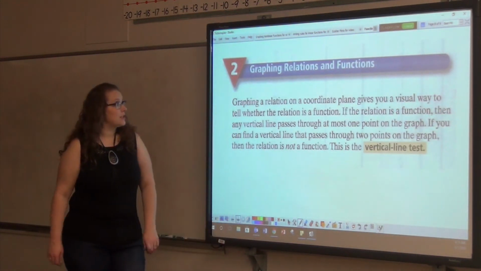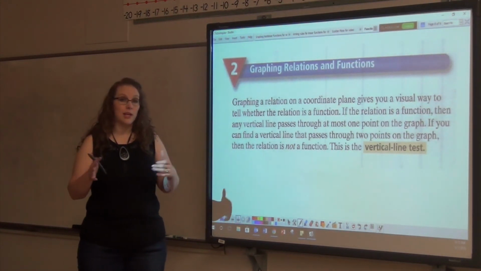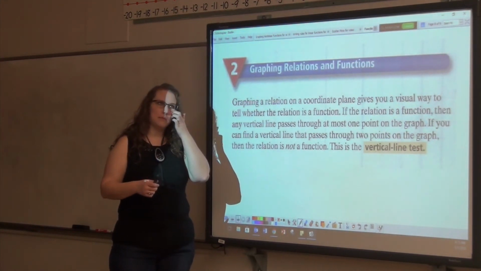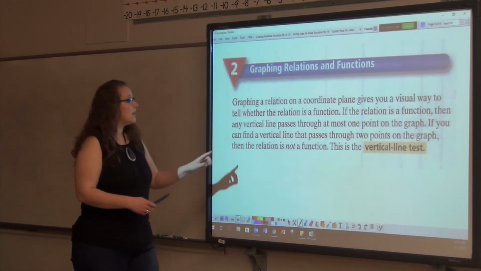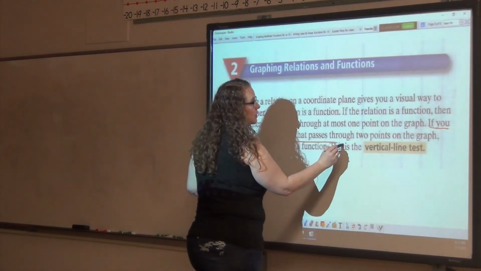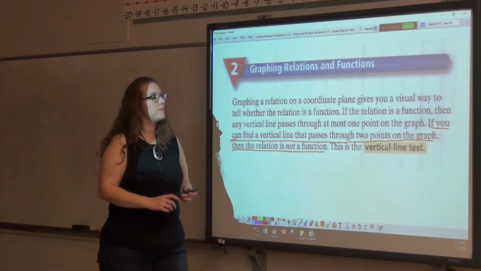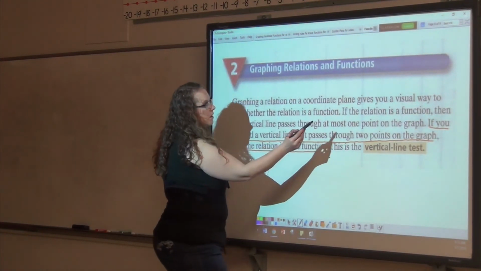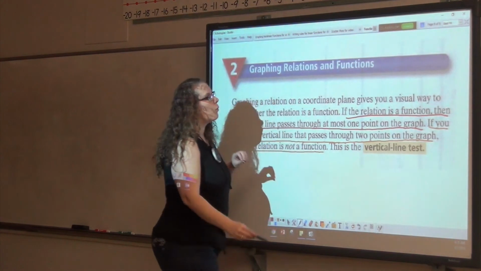Okay, graphing relations and functions on the coordinate plane is just a visual way for you to see the function. And we actually have a tool to see if it forms a function. It's called the vertical line test. So if you find that a vertical line passes through 2 points on the graph at the same time, then it is not a function. It is a function if it passes through only 1 point.